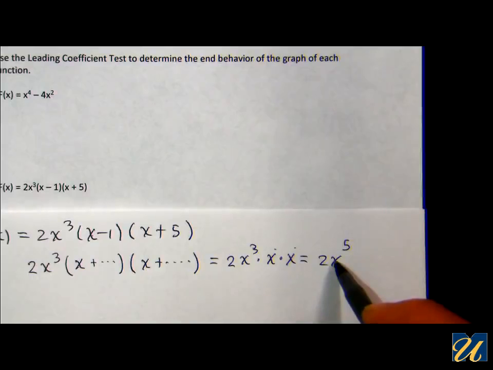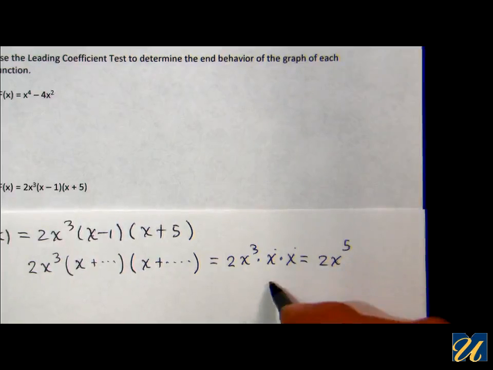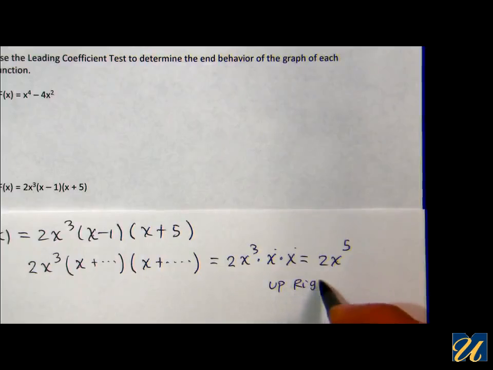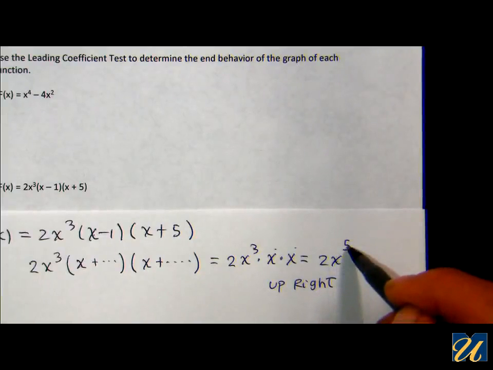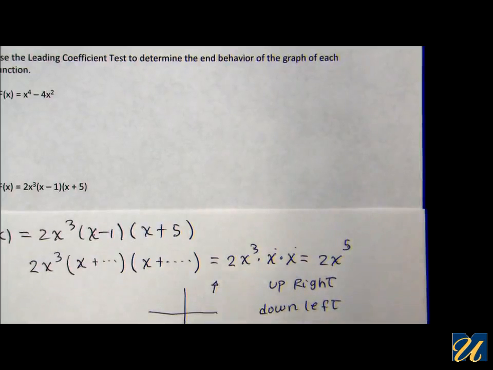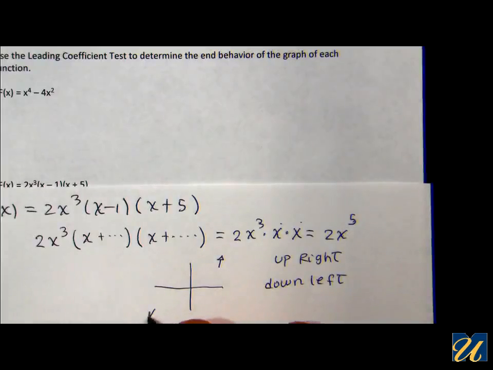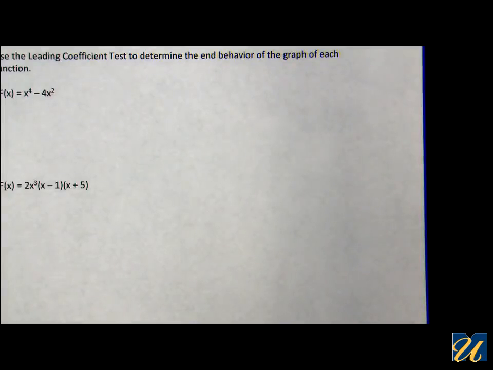When x is positive and large, the fifth power makes it positive, times positive 2 also makes it positive. So that's going to go up to the right. When x is large negative, a large negative to the fifth power is negative. Negative times plus 2 will result in a negative, so that'll go down on the left. There's your opposite end behavior, and what it's describing is a graph that will eventually rise upward on the right and eventually will fall downward on the left. And that is the graph's end behavior. Go to problem number 4.